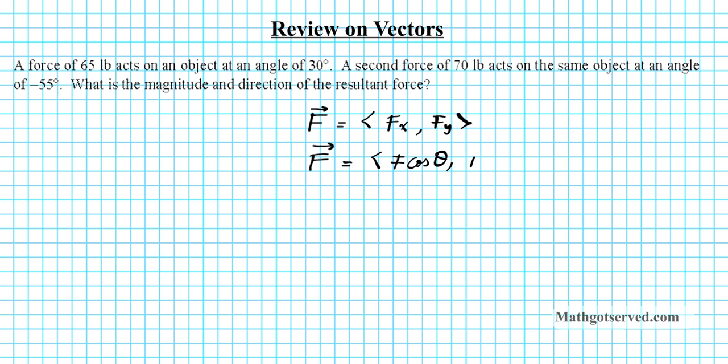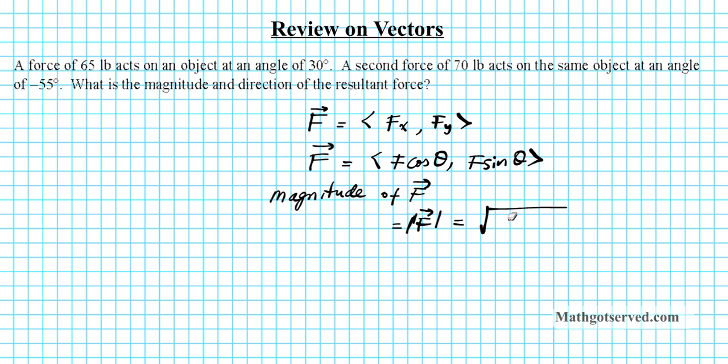If you want to find the magnitude of the vector, the magnitude of F is written as the absolute value of the vector, but this is known as the norm or the magnitude of the vector. This can be evaluated using the Pythagorean theorem, where a and b are the x and y components of the vector. So F of x squared plus F of y squared.